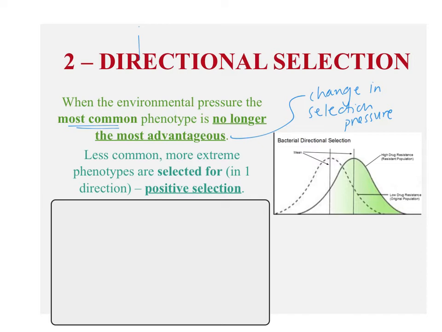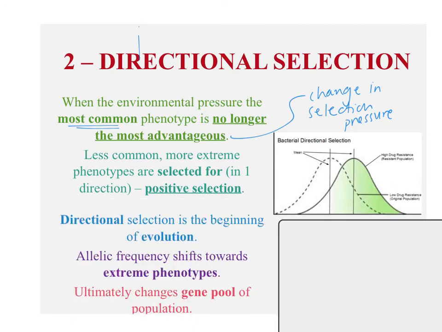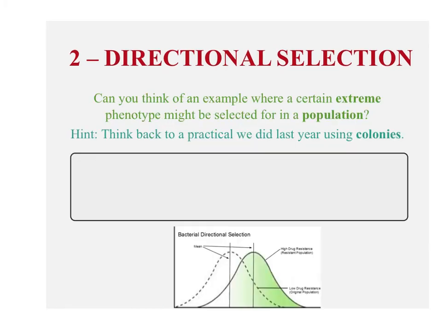So in this directional selection, we end up with the less common or more extreme phenotypes, either the top end or the lower end, being selected for. And we say that they are positively selected for. And this directional selection is really the start of evolution of a species. Now, the key words that we need to be able to use to describe this change is that the allelic frequency shifts towards the extremes or the extreme phenotypes. And ultimately, this is going to result in a change of the gene pool, or the combination of alleles in a population.